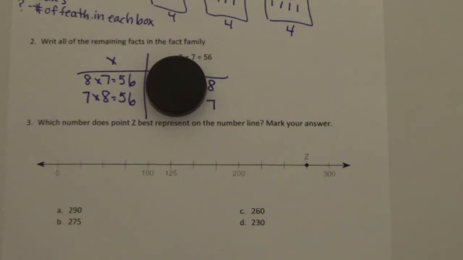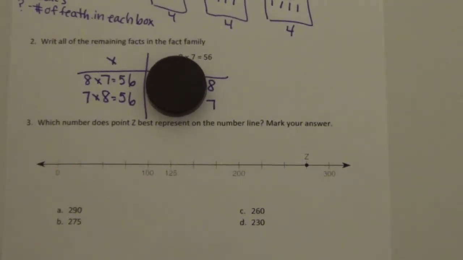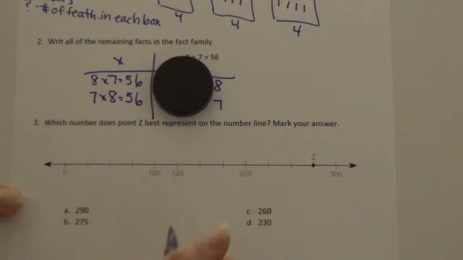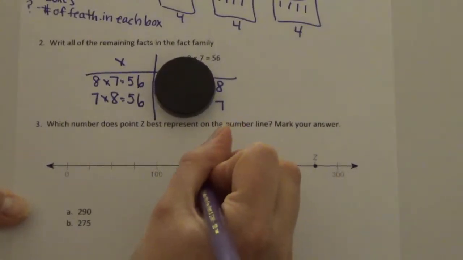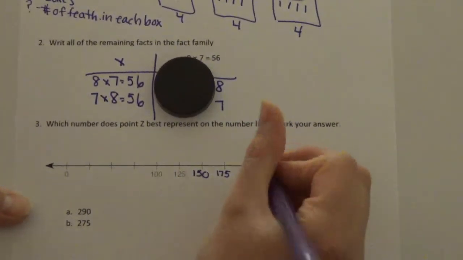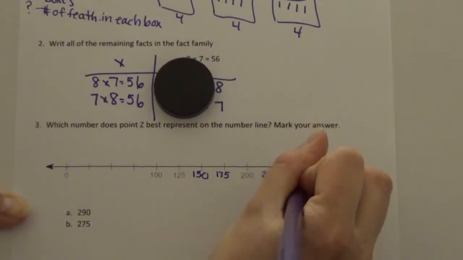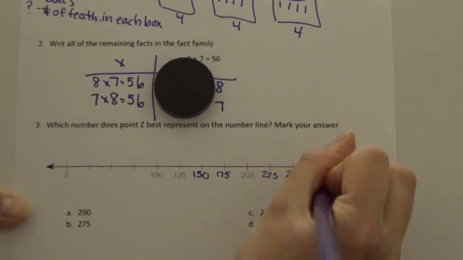All right, so hopefully you realize that this number line is counting by 25s, because to go from 100 to 125, that means I'm adding 25s. So I'm going to continue that pattern. 125 plus 25 is 150, and then 175, I'm at 200 now. And then from there, I'm going to go to 225, 250, 275, and then the 300.